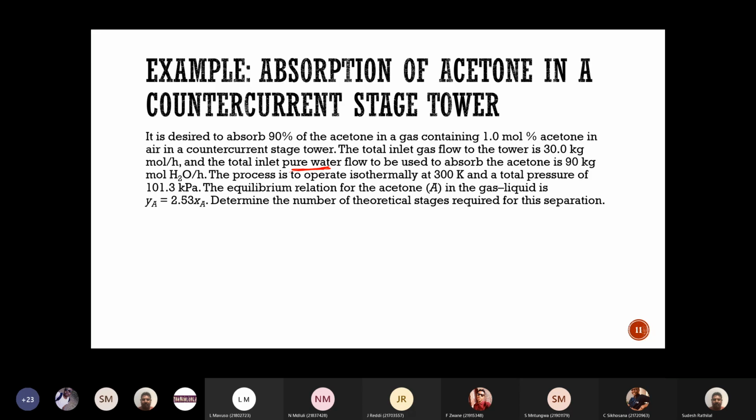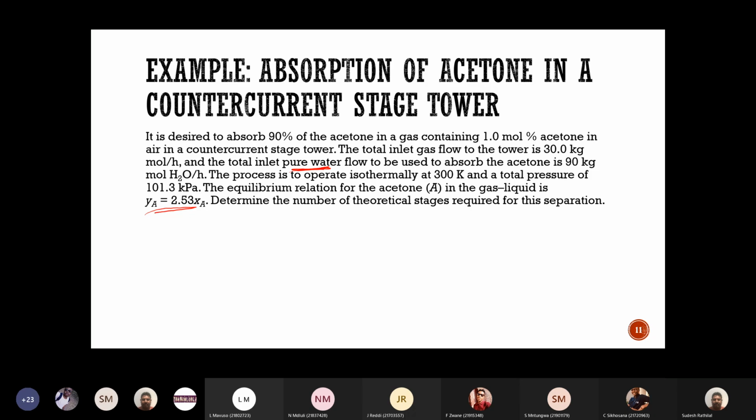The process is to operate isothermally at 300 Kelvin. Total pressure is 101.3 kPa. The equilibrium relation between acetone in the gas and the liquid is given. So I don't need to go and check in the tables what Henry's constant is, because the equilibrium value is already given to me, which means that H prime is 2.53. And you are asked to determine the number of theoretical stages required for the separation.